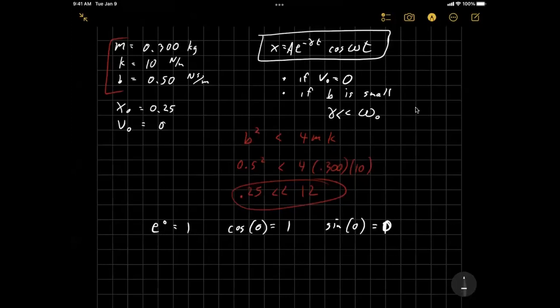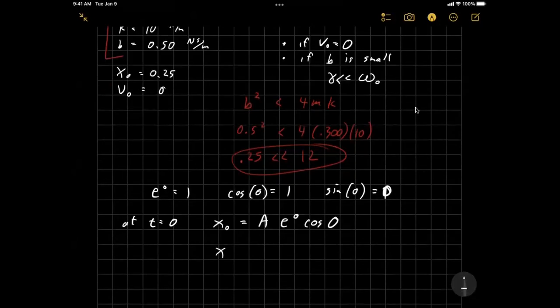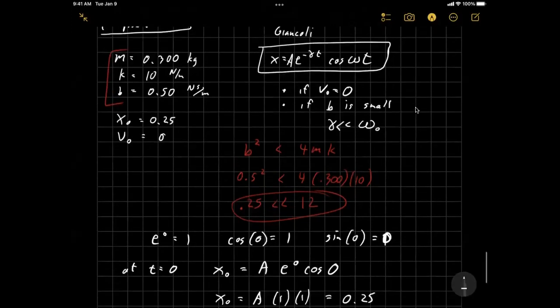At t equals 0, x is x naught, and that will equal A e to the 0 times the cosine of 0. That means x naught is A times 1 times 1. So A is x naught, which in this case is 0.25. So we now know what A is. We also then need to figure out what omega and gamma are.